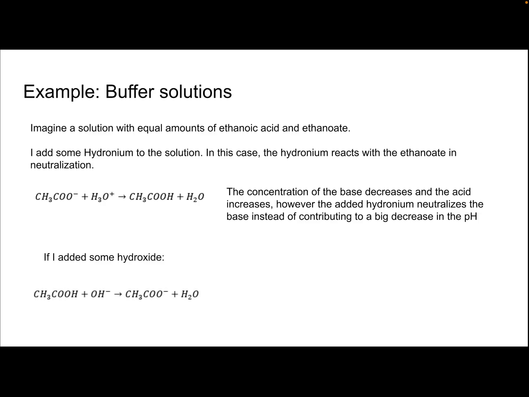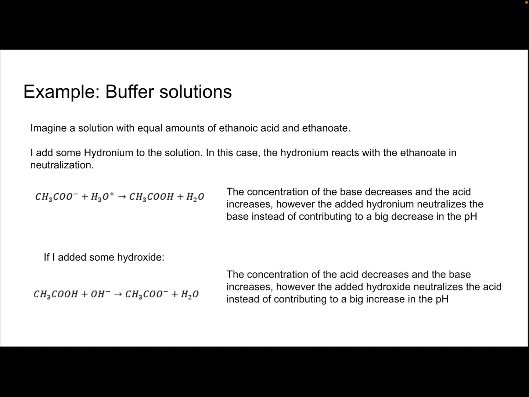If I add the hydroxide, that's going to react with my ethanoic acid by neutralization, and that's going to create some ethanoate ions and water. So similarly, the concentration of the acid, which is the ethanoic acid, decreases, and the concentration of the conjugate base, which is the ethanoate ion, increases. However, the added OH- ions in this case go towards neutralizing the ethanoic acid instead of contributing to a big increase in the pH. So as you can see by this example, the buffer solution is resisting a large change in the pH for small additions of hydroxide or hydronium.